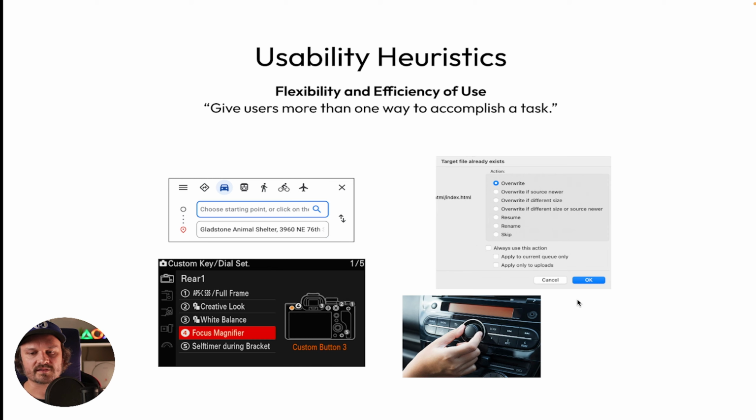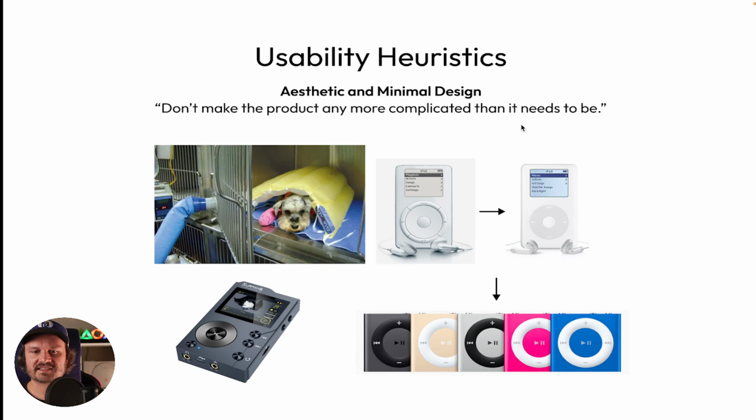And so it's efficient in the sense that if I went to another radio station and I didn't like it, but I want to return to the one I was at originally, I could just press whatever button I had saved the preset to, and it also gives me more than one way to accomplish the task, in that I could press the button or I could just roam around the dial trying to find something. And so I thought that was a fairly decent example of flexibility and efficiency of use as far as that heuristic is concerned. Next, we have aesthetic and minimal design.